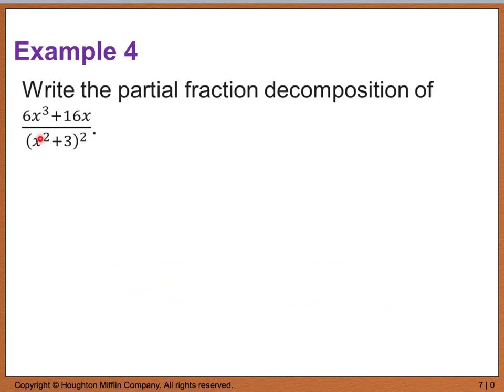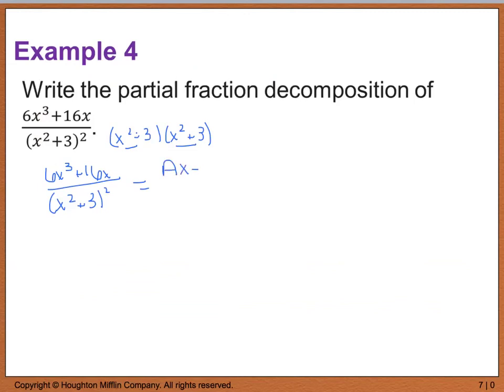Well, my factors are going to give me x squared plus 3 and x squared plus 3. So when I rewrite this, I end up with 6x cubed plus 16x divided by x squared plus 3, the quantity squared. Now remember, both of these are quadratic factors, so I'm going to have to go ax plus b, and I'm going to divide it by the first factor to the first power. So x squared plus 3, and if you want, you can put parentheses around it and put it to the first.